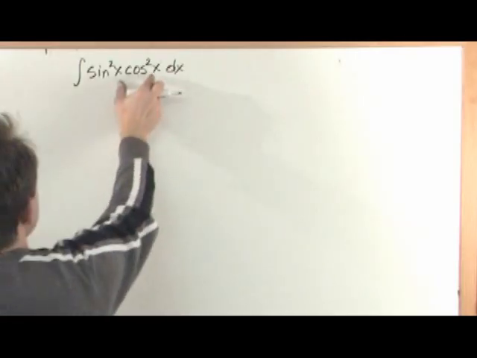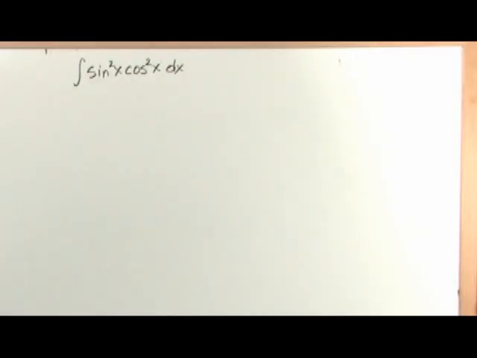I can rewrite this cosine as 1 minus sine squared. I can do that, but that doesn't really help me all that much because I'm going to have a lot of sine squareds and cosine squareds running around.